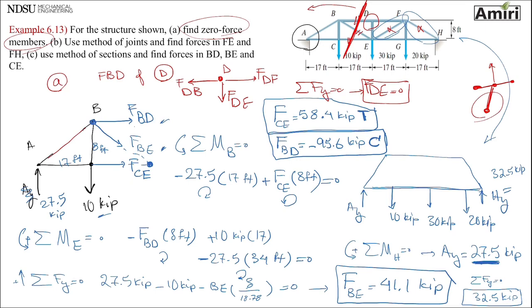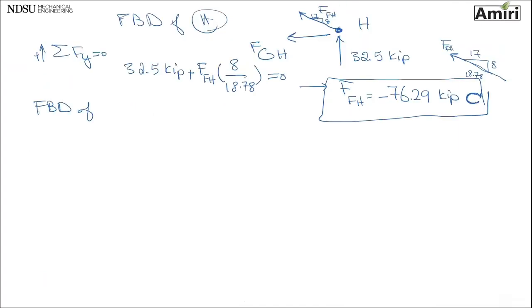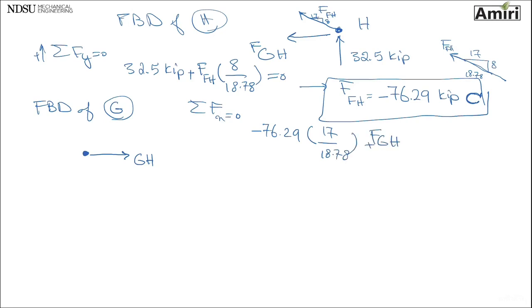Let's see, next one, I am going to draw a free body diagram of G. So FBD of G. I have GH. Oh, I need a GH, turns out. Right? Yeah, so let's write summation of forces in X equals 0. So minus 76.2917 over 1878 this time. I was happy. I thought I don't need forces in GH, but turns out I was wrong. GH 69.06 kip. Okay, and that is tension. All right, so I can put this in tension with a value of 69.06.